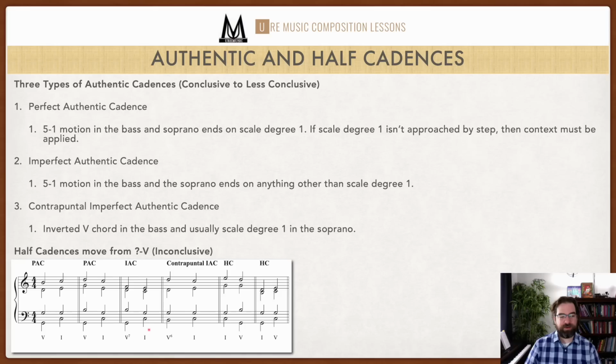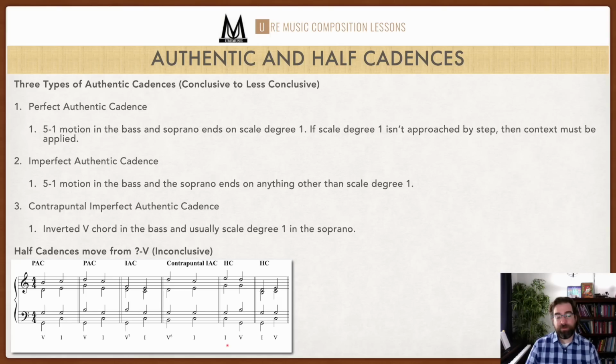The imperfect authentic cadence, we also have a skip, but you could move by step or keep the common tone when you don't have a 5/7 chord. So one of the reasons this one's skipping is because it's a 5/7 moving to 1, and we'll talk more about how to actually resolve 5/7 to 1 later. Right now, you just understand the concept of perfect authentic, imperfect authentic, contrapuntal imperfect authentic, and the half cadence.